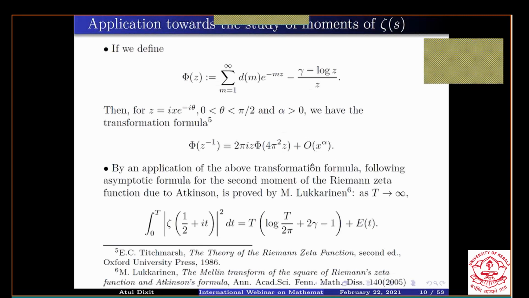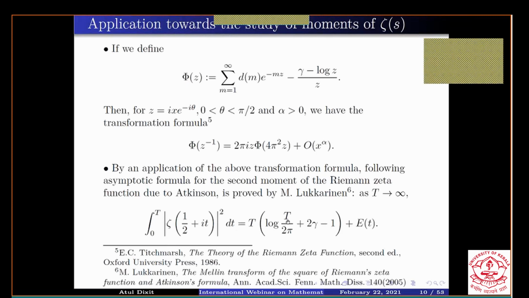Now, by applying this particular formula, one can actually get to this particular result due to Atkinson. So you see, we are considering k equal to 1. 2k was there, right? So k is equal to 1. So we are looking at the second moment of the Riemann zeta function on the critical line, and we are getting an asymptotic estimate for it.